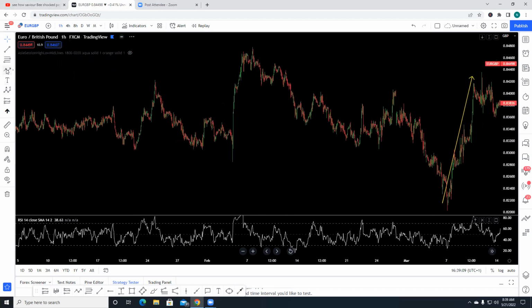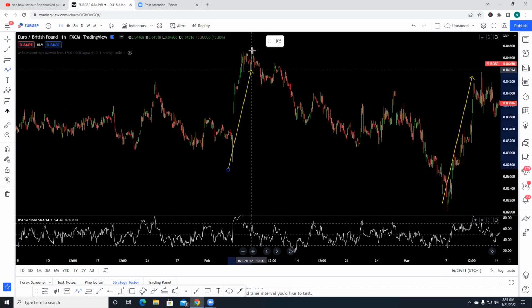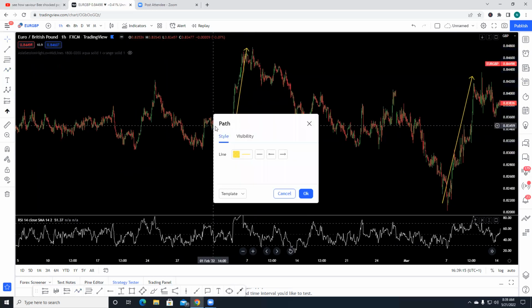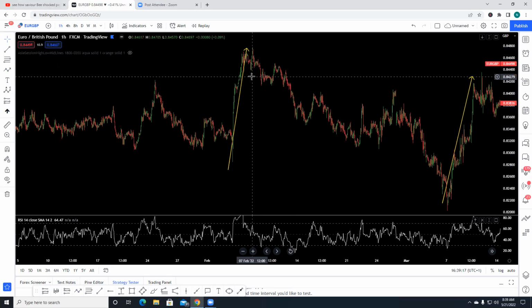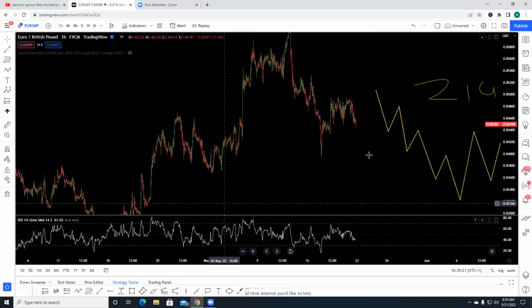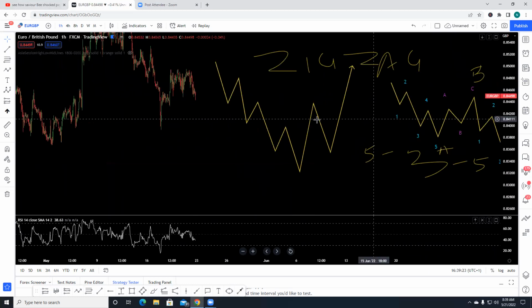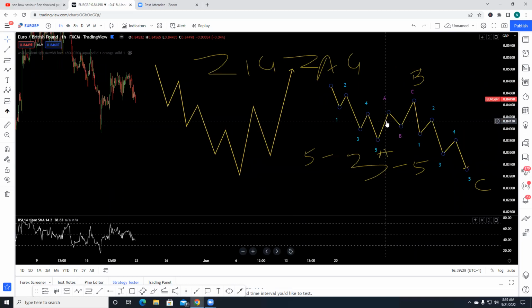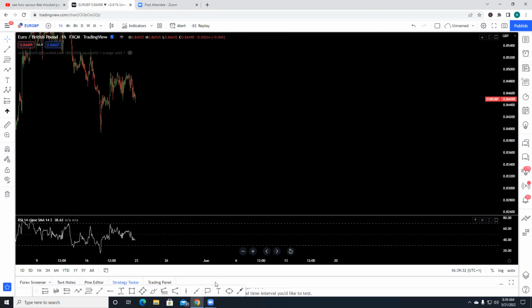Look at this one, for instance. You are not able to calculate 1, 2, 3, 4, 5 there, but it still qualifies as an impulse. So for that reason, what is important for us is to know the characteristic of wave A, the characteristic of wave C, and the characteristic of wave B. Therefore, I can now draw my impulse for you like this.